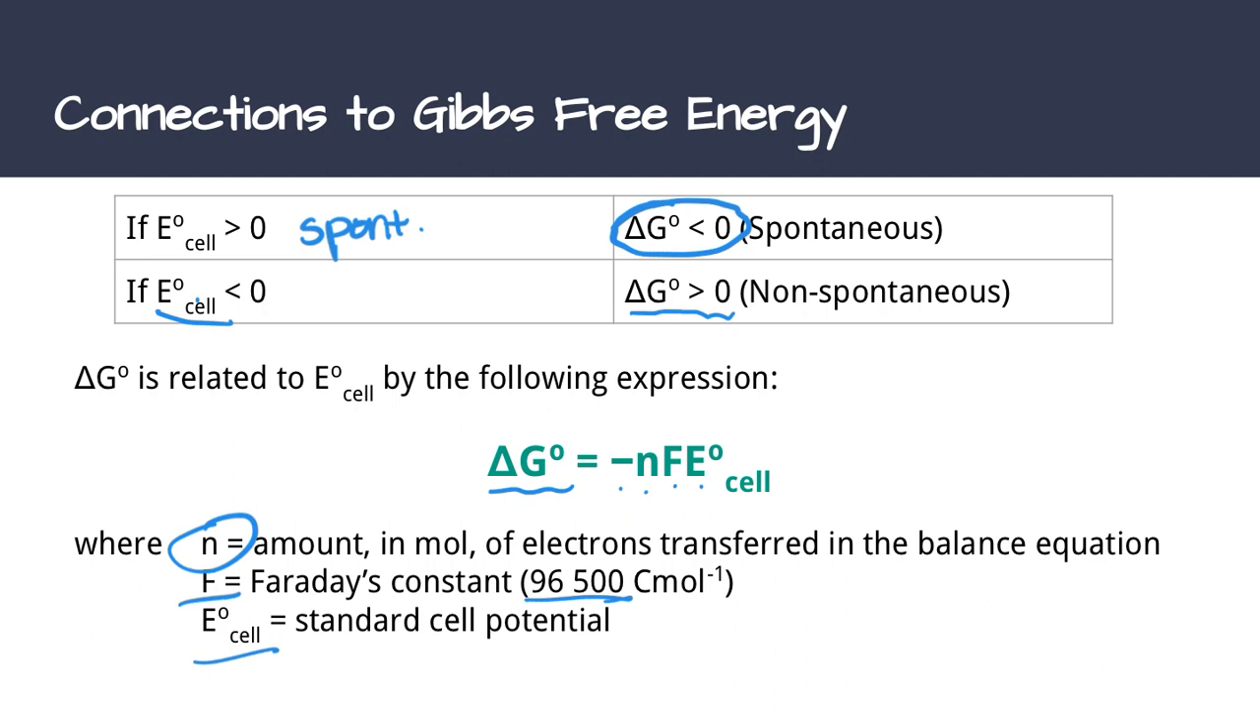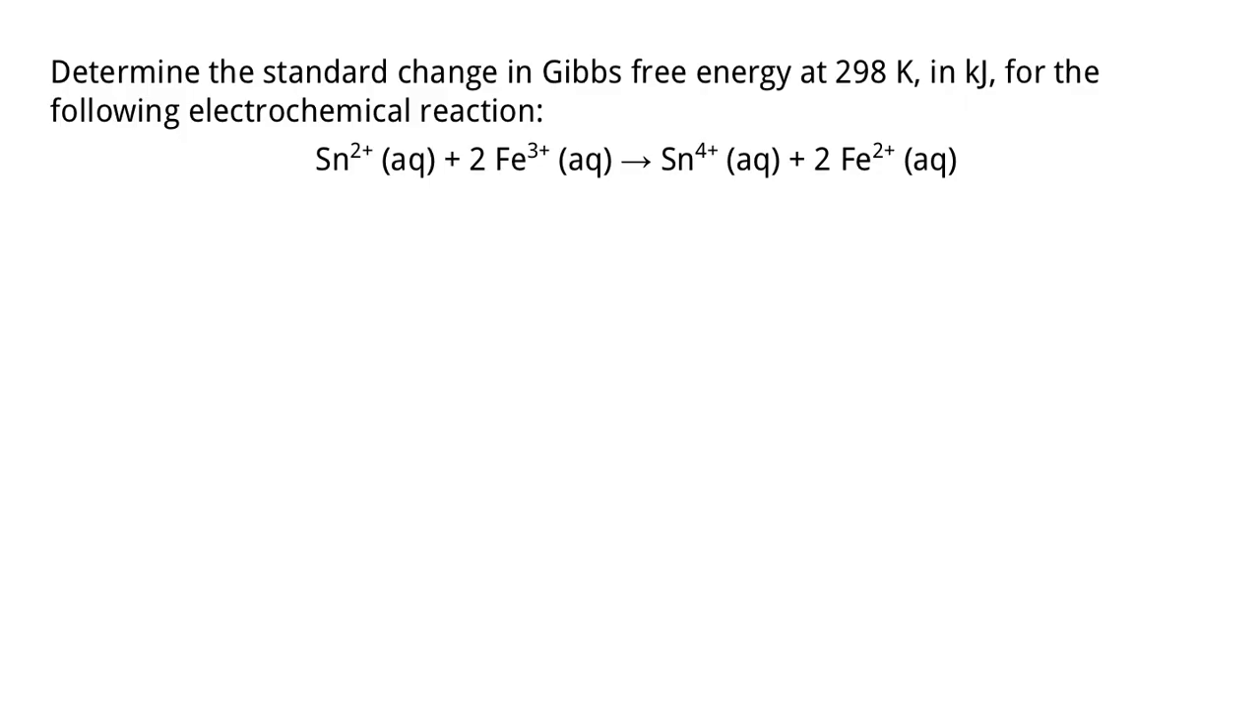Really important to keep in mind here that the answer you'll be given from this calculation results in units of joules per mole. So you will want to convert that to kilojoules, just to put it into more conventional ways of reporting delta G values. So let's take a look at an example. How do we use this equation here?